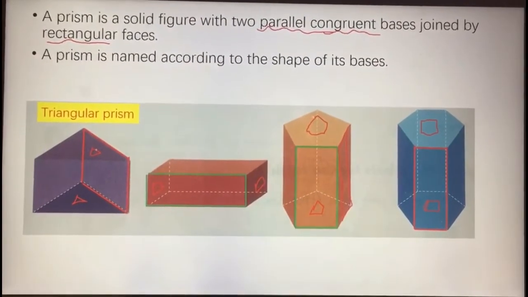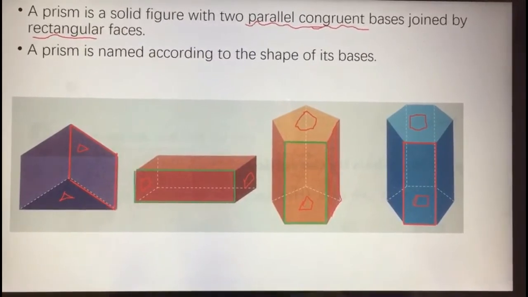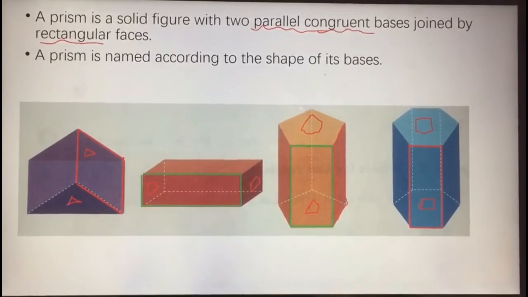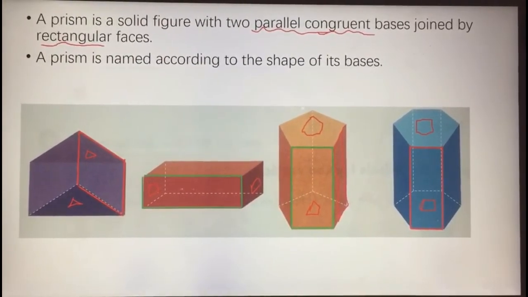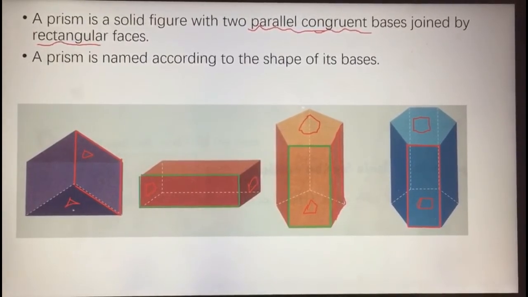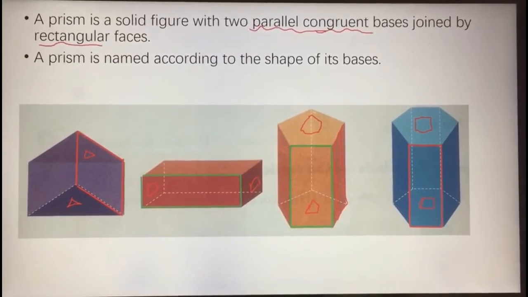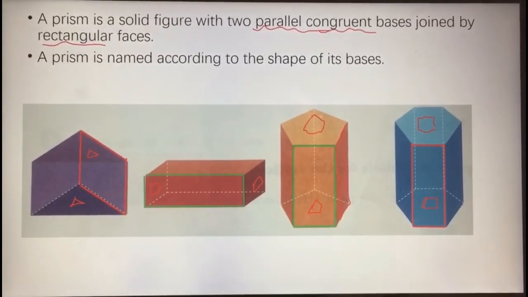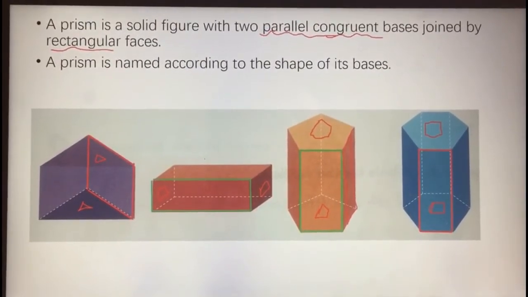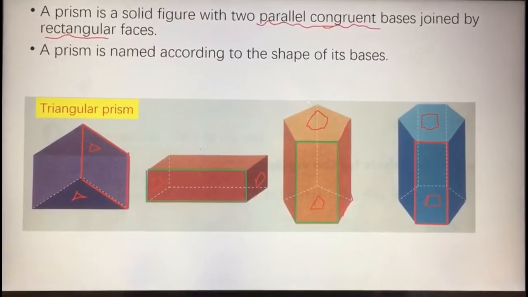Now let's learn how to classify the prisms. A prism is named according to the shape of its bases. So we've already looked at the bases of each prism here. This has a triangular base, rectangular base, and this one has a pentagonal base, and this one has a hexagonal base. So according to the shape of its bases, we name the prisms differently.